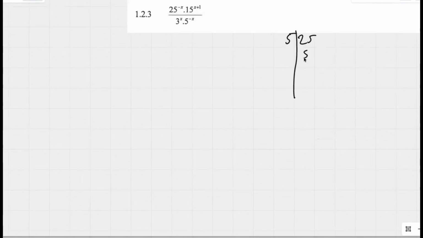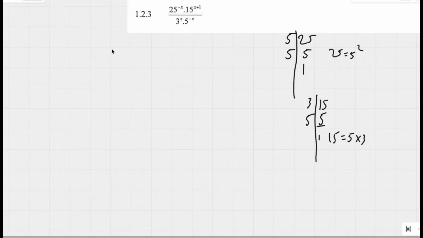And 5 can go into 25 5 times, and 5 going to 5 1 time. So here, 25 basically is equal to 5 squared. And we do the same for 15. We're going to say the smallest prime number that can go into 15 is 3, 5 times 5. So the prime factors of 15 is 5 times 3.